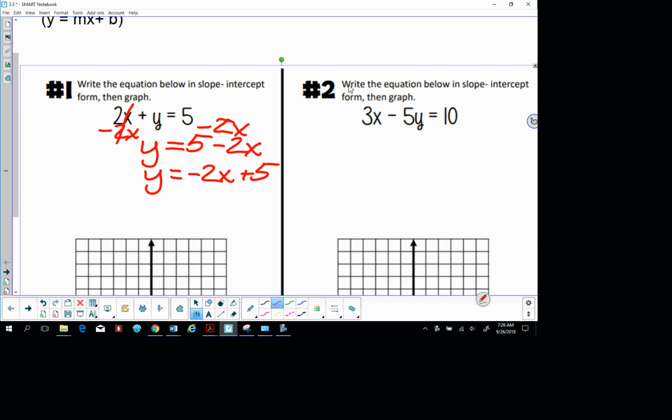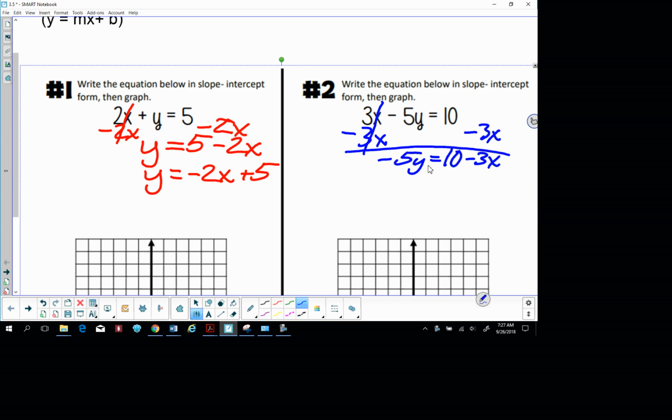Different order, right? Okay, so let's look at the second one. For the second one, what's the first thing we need to do to get y by itself? Subtract 3x. So we're going to subtract 3x from both sides. Okay? This will cancel. We're left with negative 5y equals 10 minus 3x.